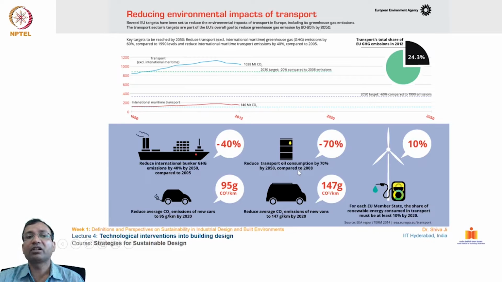Okay, reducing transport oil consumption by 70% by 2050 compared to the year 2008, a reduction of almost 70%, and reduce average CO2 emission of new cars to 95 grams per kilometer by 2020. So this is 95 grams of CO2 per kilometer. And in this one, reduce average CO2 emission of new vans to 147 grams per kilometer by the year 2020. So this is the reduction target they have set: 147 grams of CO2 emission per kilometer.